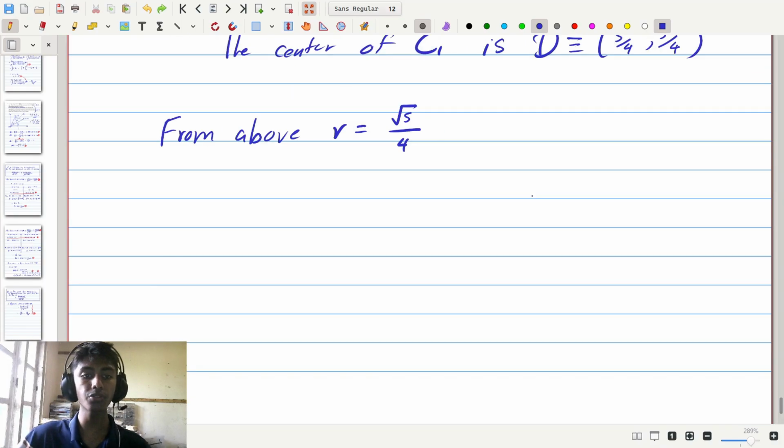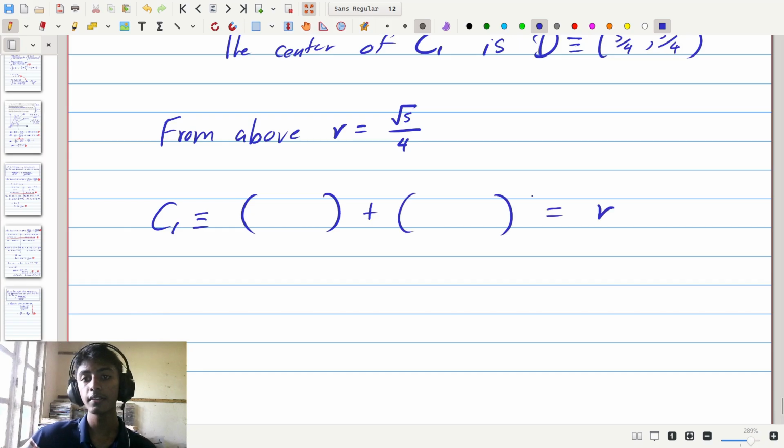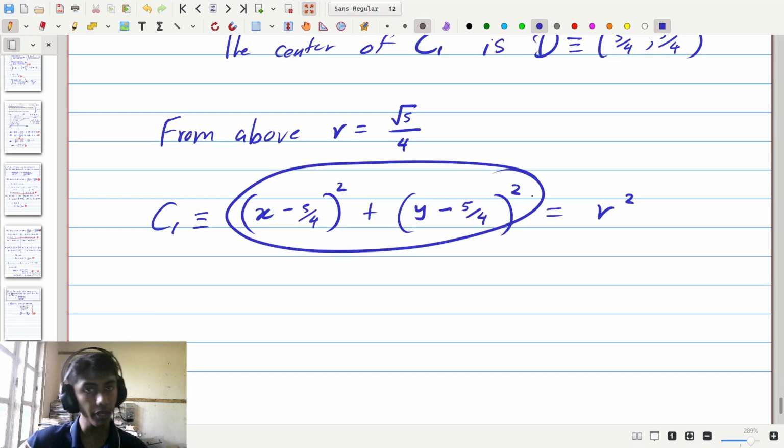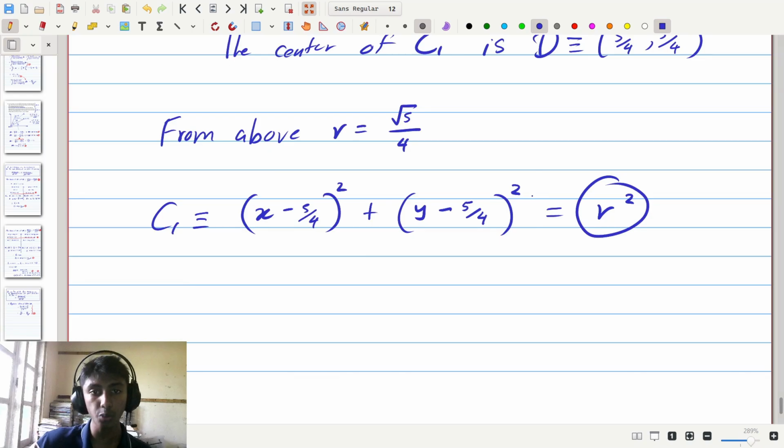All I do now is to say that C1 is given by, and then we can write out the center-radius form of the circle. So we know that if we consider the difference of x coordinates and difference of y coordinates, any point x on the circle minus the central x coordinate, which is 5 over 4, squared, plus any y coordinate on the circle minus the central y coordinate, which is 5 over 4, squared, added together is going to be equal to the radius squared.